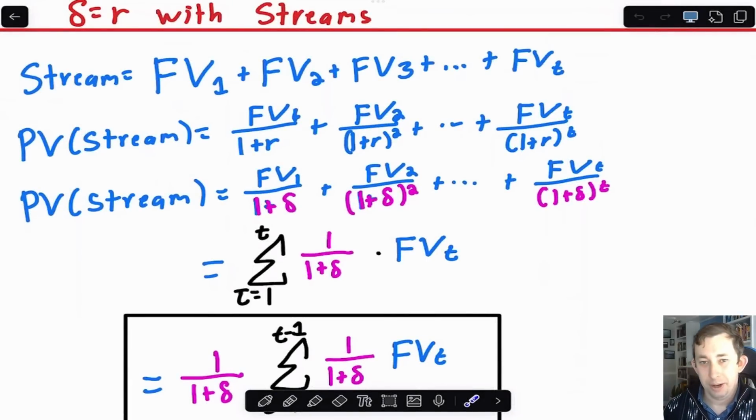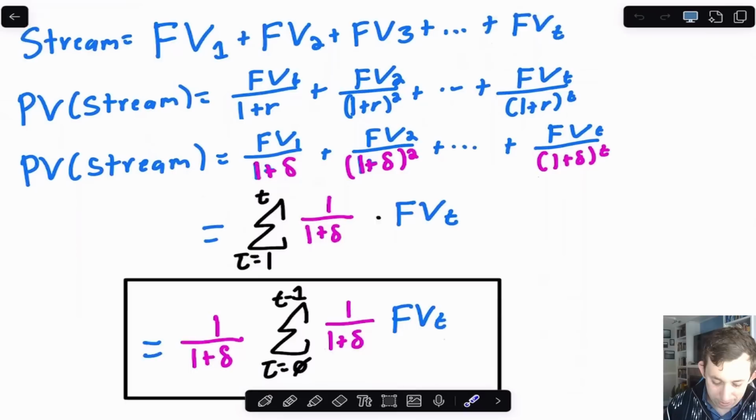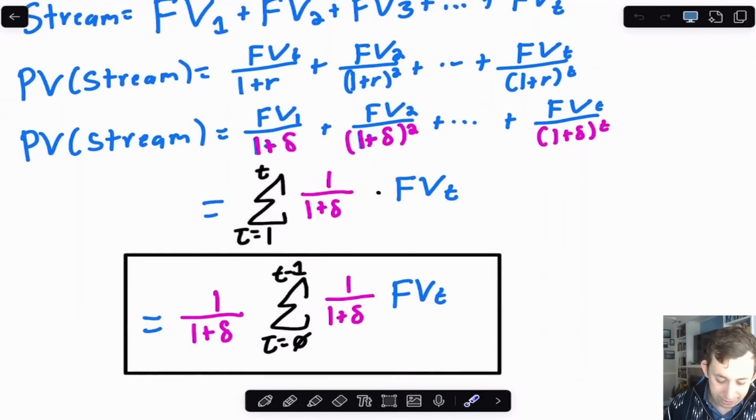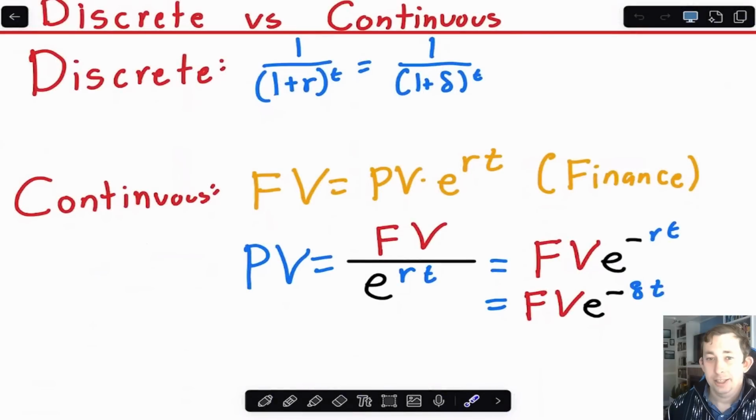So I've talked about net present value, again, finding the present value of streams, both finite and infinite. If you want, that video is going to pop up in the top right corner right about now. But all we're doing is we're replacing R's with deltas, and the formulas are still going to work exactly the same way. So for discrete discounting, if I have a stream that starts in period 1 and goes to period T, I'm just going to take out a 1 over 1 plus delta, so this can be 0 to T minus 1, and I'm going to get exactly that same formula that I've talked about in that other video. Okay, so that's discrete time.